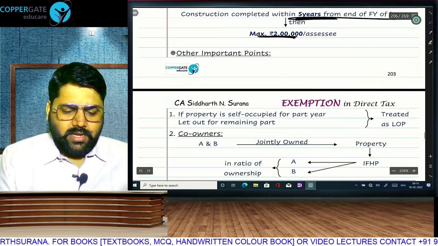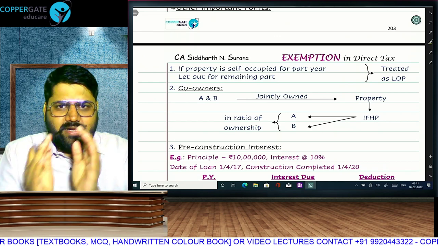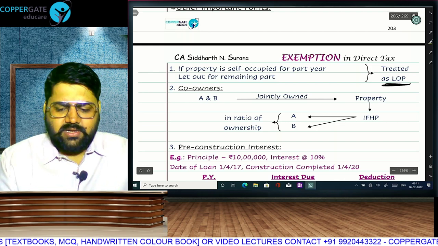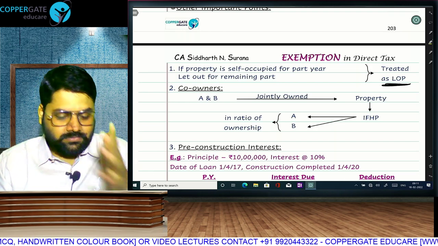Other general points of the chapter: if you let out your property for some period and it is self occupied for some period, it will be treated as LOP, because we already have studied. One day also you give on rent, it will be treated as LOP.